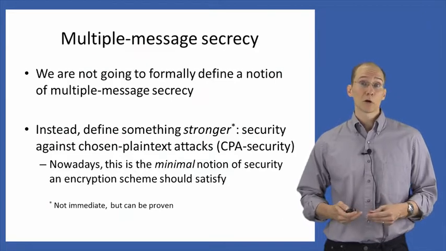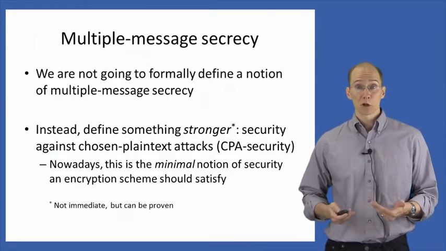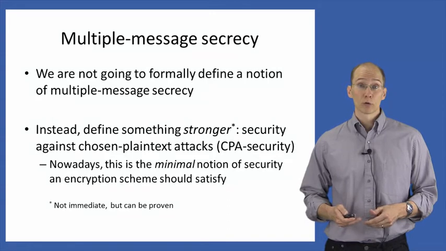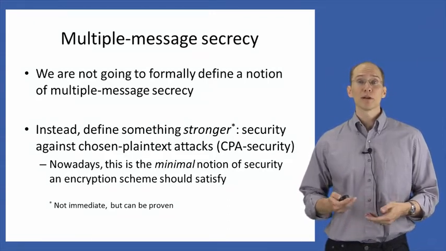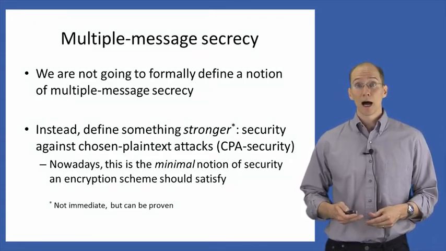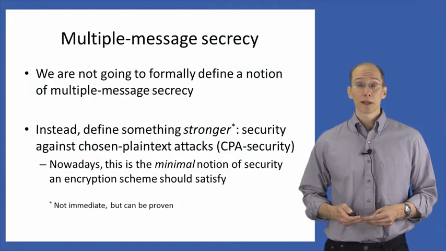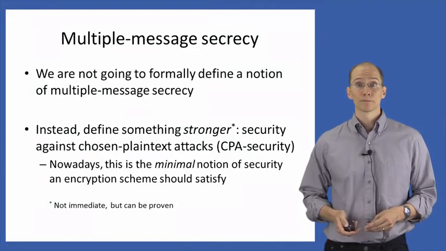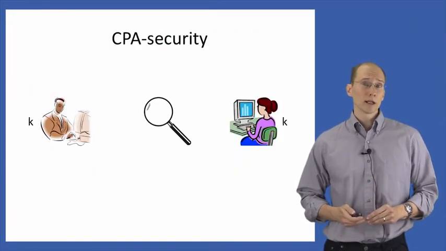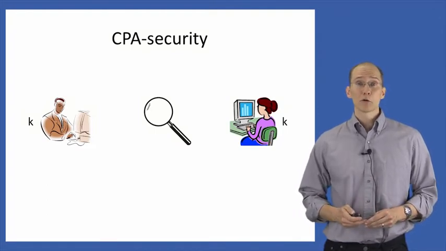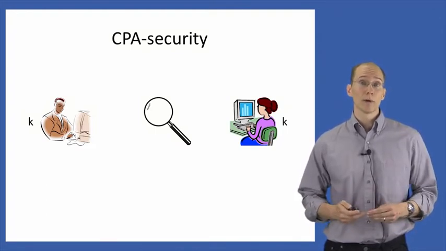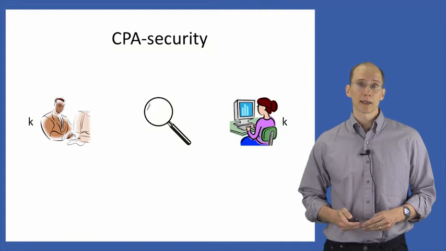We defined the notion of indistinguishability, which translates to security for encryption of a single message, but that was really only for pedagogical purposes. That notion is really too weak for schemes used in practice today. So let's look intuitively or informally at the notion of CPA security. What exactly do we mean by security against chosen plaintext attacks?